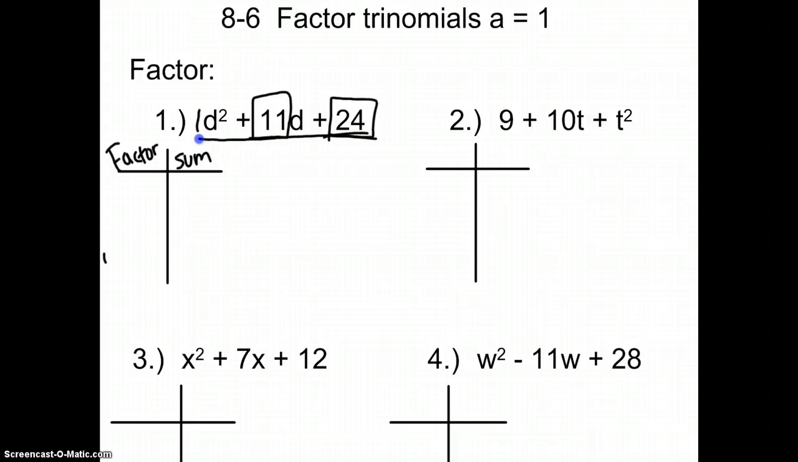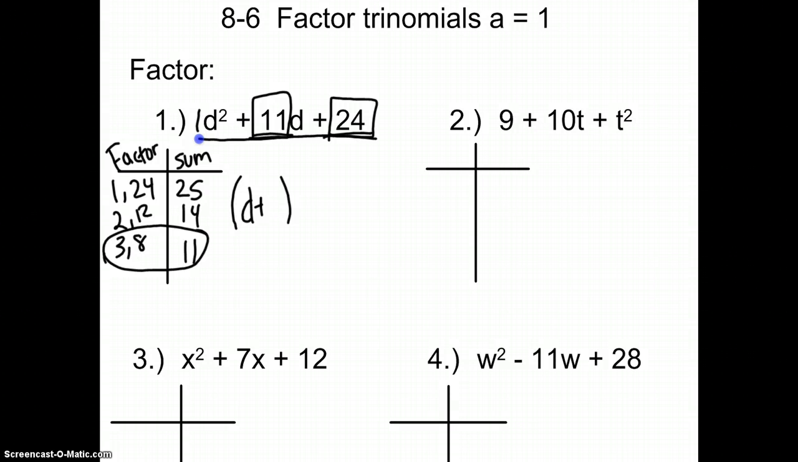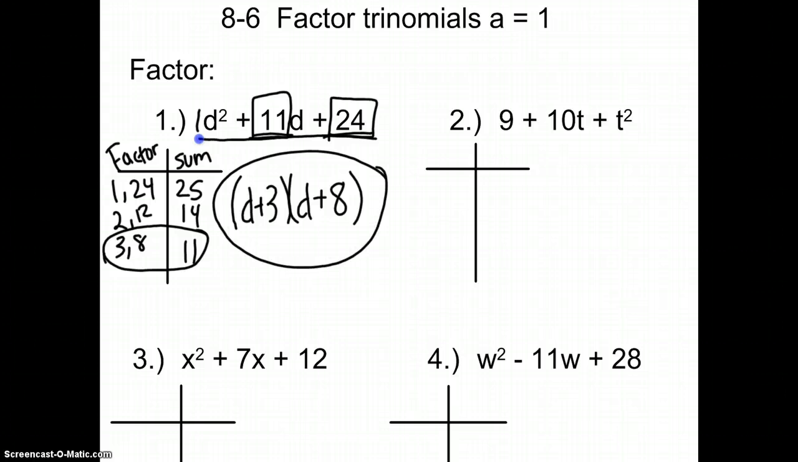We find the factors of the last term, the factors of 24, such as 1 and 24, 2 and 12, 3 and 8. Then we add them together, so 25, 14, and 11, and then we see which one of them is equal to our middle term. So our 3 and our 8 are equal to our 11, and we plug it in to the formula d plus our factors. So we have d plus 3 and d plus 8, and this is our factored term.